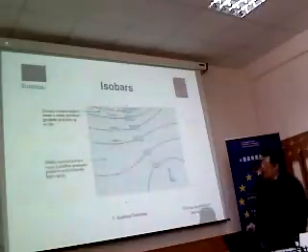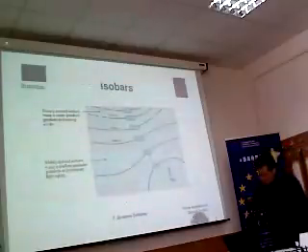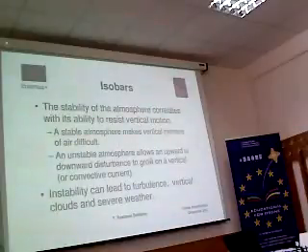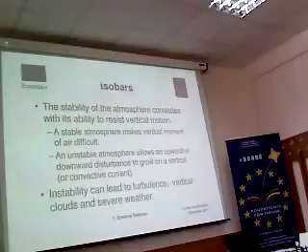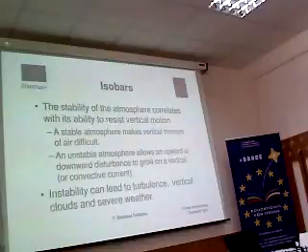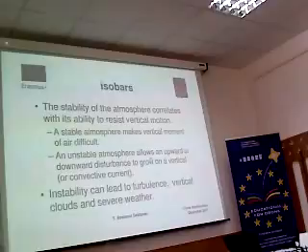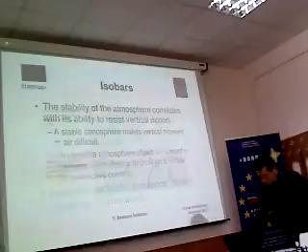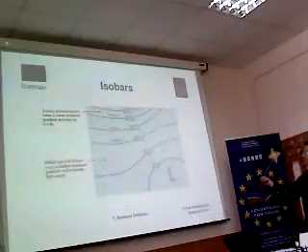So we have seen this is the isobar. Isobar is the curve that has almost constant pressure. And the stability of the atmosphere correlates with its ability to resist vertical motion. A stable atmosphere makes vertical movement of air difficult. And you can see instability can lead to turbulence, vertical clouds, and several severe weather conditions. So you can see this is some isobar curve.